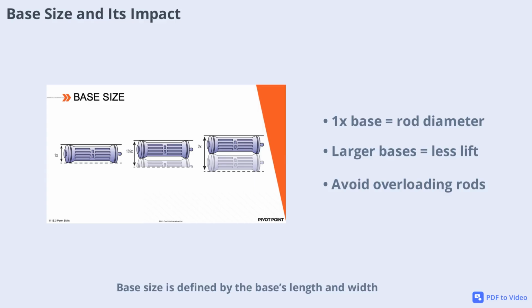Base size is defined by the base's length and width. A 1x base equals the diameter of the perm tool and is most frequently used. Larger bases like 1.5x or 2x wrap more hair but can reduce base lift.